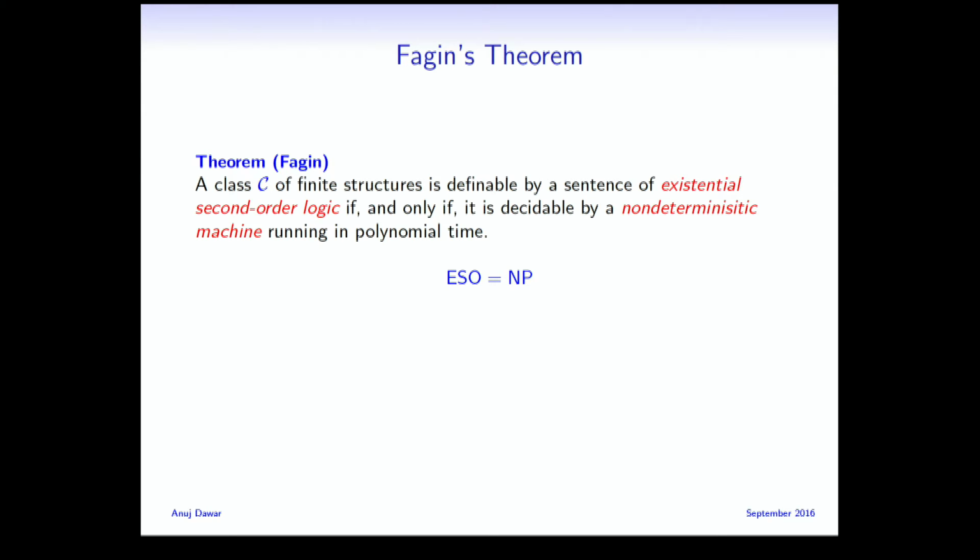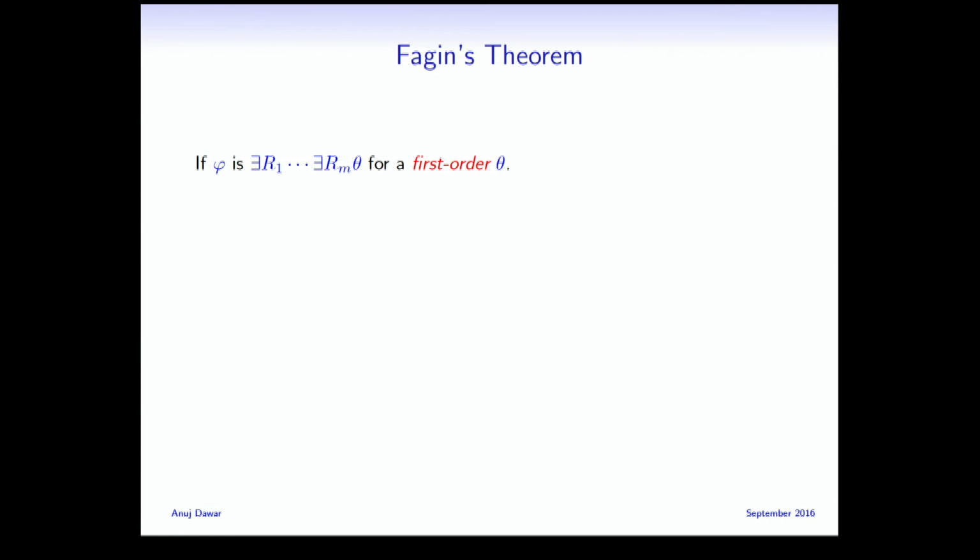If we want to make a slightly more precise statement than that, given what I've just said, what we're saying is if you have a class of structures which are the models of some formula in existential second-order logic, if and only if the collection of strings which code structures in S is a set of strings decidable in NP. Okay? In particular, note this set is always invariant under the isomorphism relation that I defined. Okay.